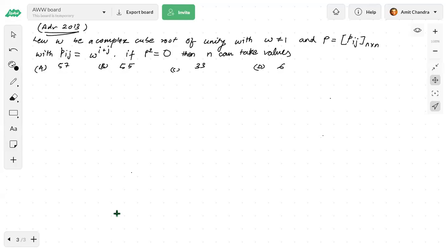Okay, try to solve using the previous concept which I have given, that multiplication of matrix can be written in a general form also.